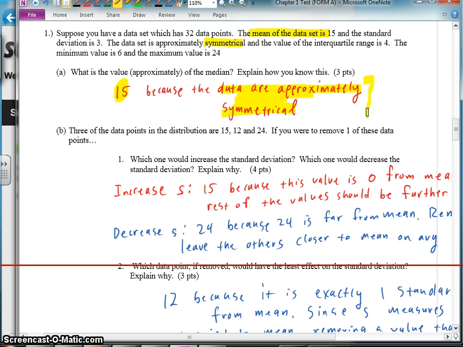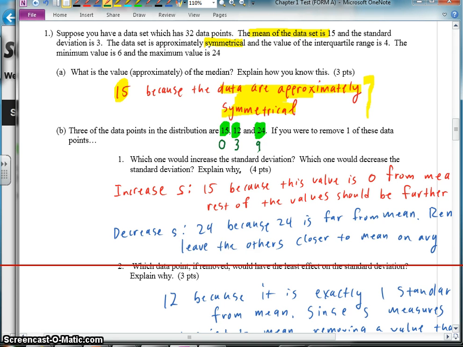Okay, here's where confusion began for some people. We were given 3 data points in the distribution, 15, 12, and 24. We were asked if we were to remove just one of these data points, what would essentially happen to the standard deviation? And so we need to remember that standard deviation measures average deviation or distance from the mean. Okay? So what we can see is that 15 is 0 from the mean. 12 is 3 from the mean, and 24 is 9 from the mean.